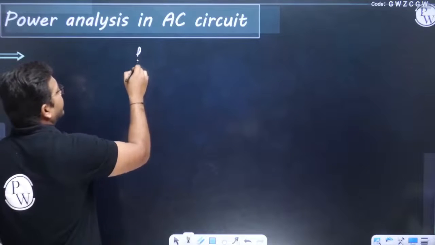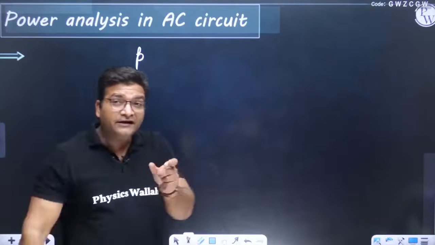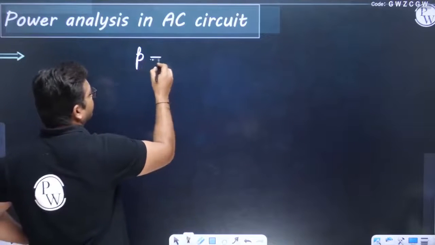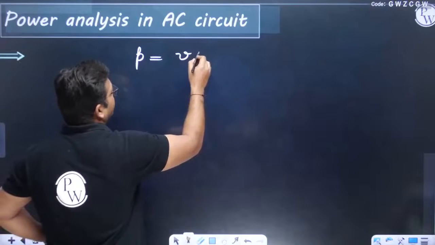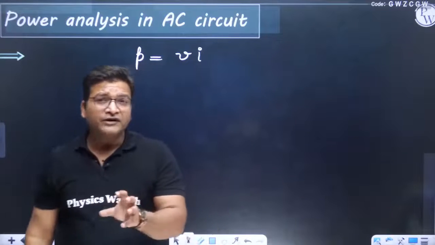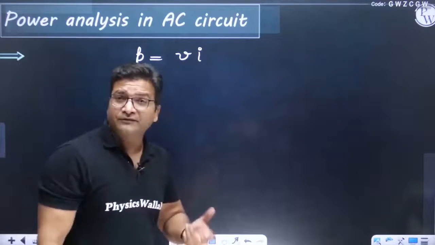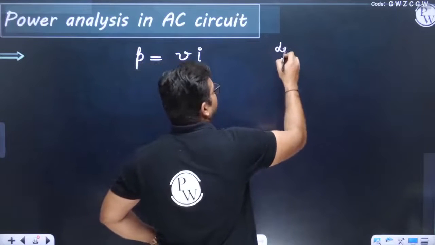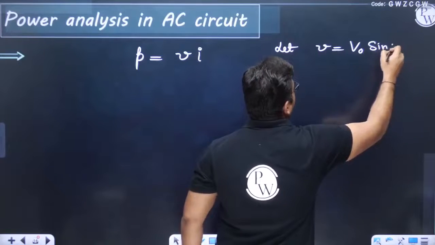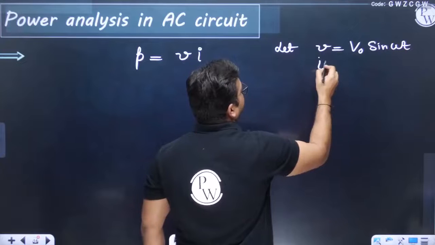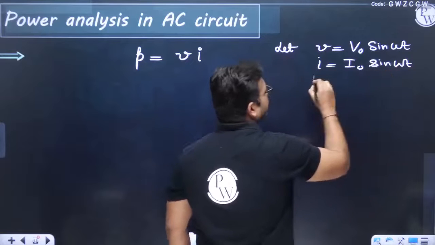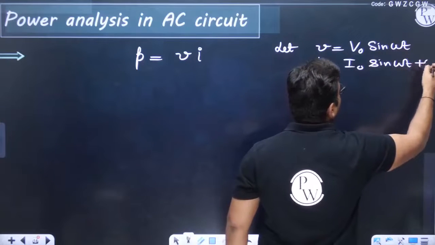So as you know, I am representing instantaneous terms by small case letters. Instantaneous power is always instantaneous voltage times instantaneous current. As now we have an idea that current and voltage may differ in phase, sometimes positive, sometimes negative, let us assume the voltage is V naught sine omega t and the current is I naught sine omega t, but the current is a little different in phase, so we have added a phase phi.